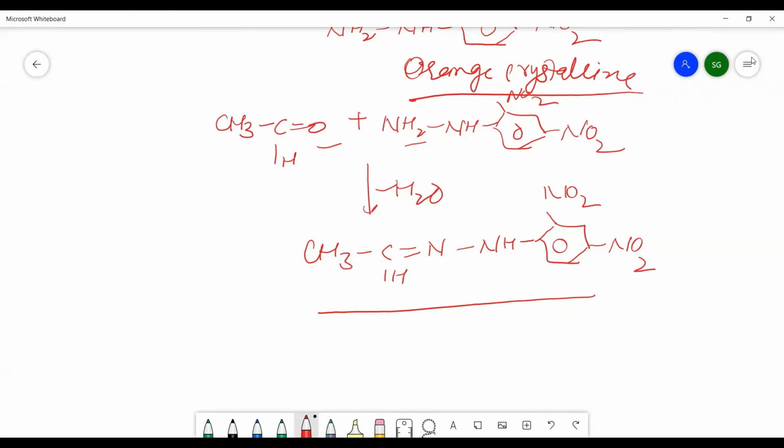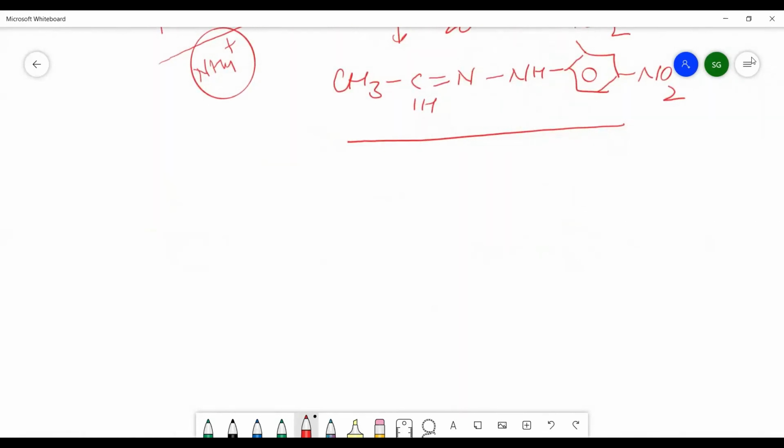And remember, whenever we are doing this nucleophilic addition reaction of ammonia and its derivatives, the pH should be between 3 to 4, because in a strongly acidic medium, the NH4 positive salt will be formed and it will reduce the nucleophilic nature of the NH2 group.